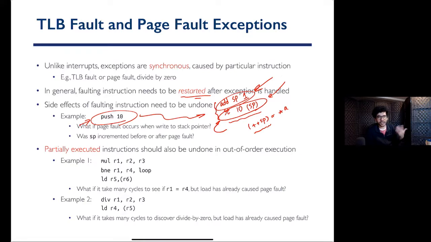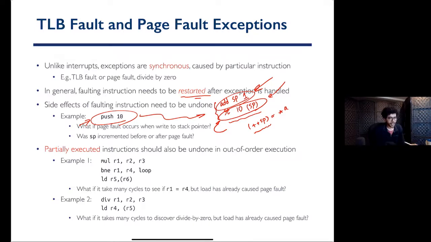Because this instruction has side effects. The side effect was that you initially increased the SP, which was fine, and then you tried to write, which is when you got the page fault. Now, if you go back and do the same thing again, in effect, you have increased SP by 2 rather than by 1. The other example is out of order execution.